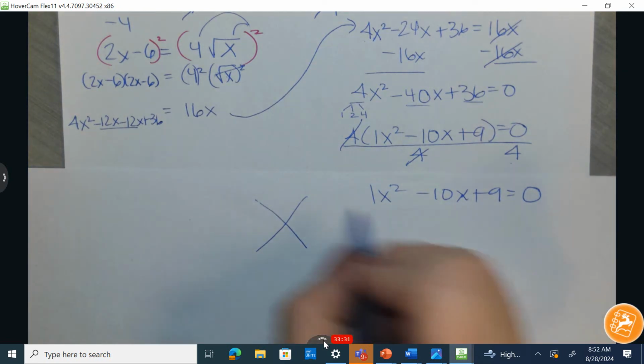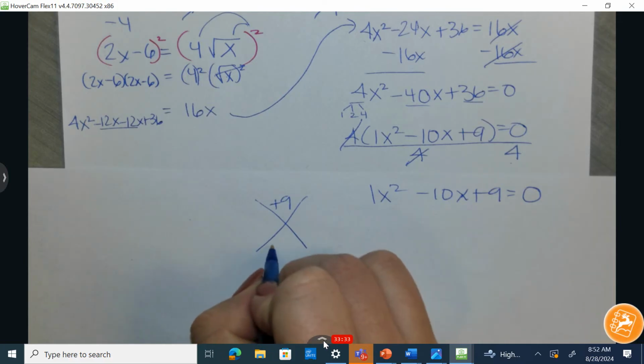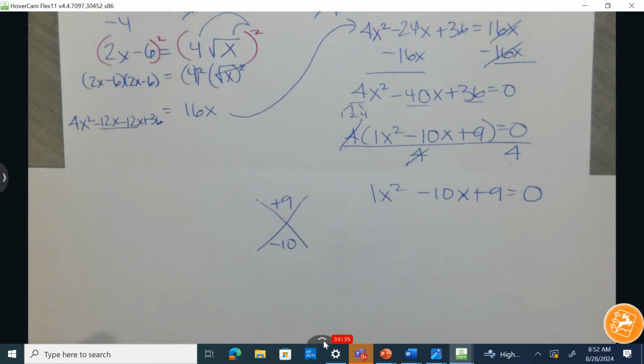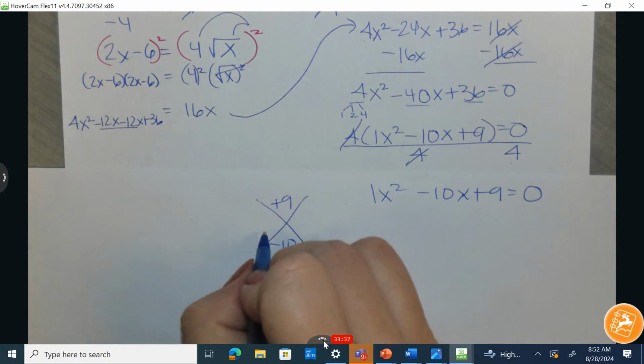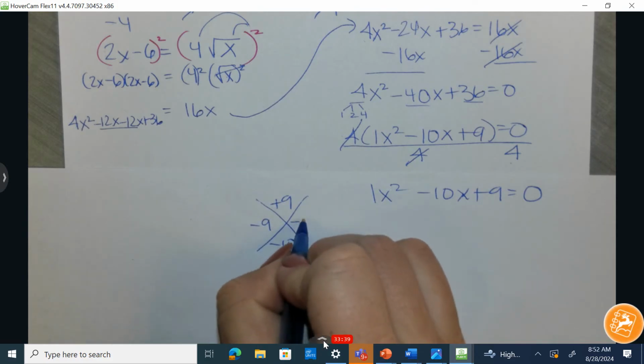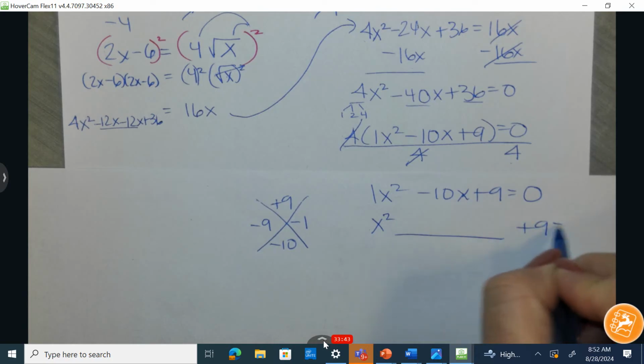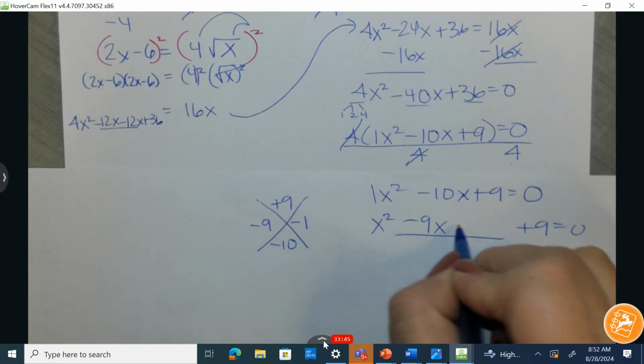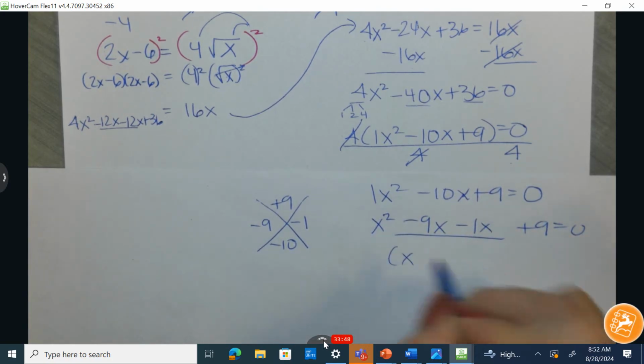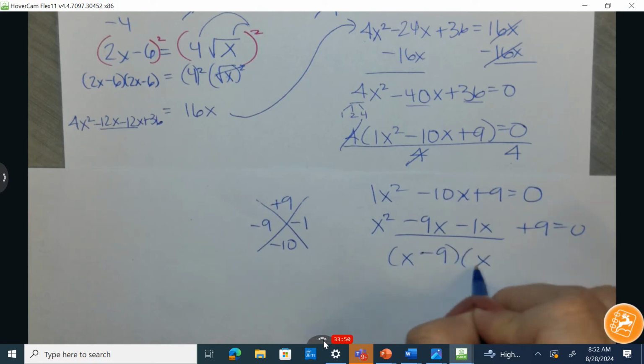And you can always use a quadratic formula. What multiplies to give us 9 and combines to give us negative 10? Negative 9 and negative 1. So 1x squared minus 9x minus 1x. And when you factor these down, I'm just going to write it down quickly. It's going to look like this.